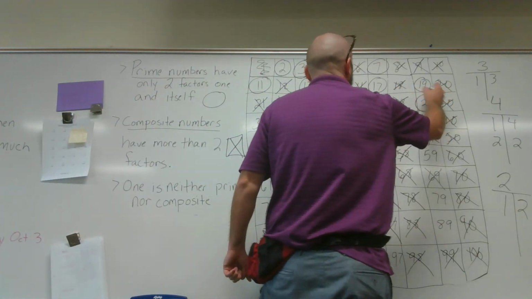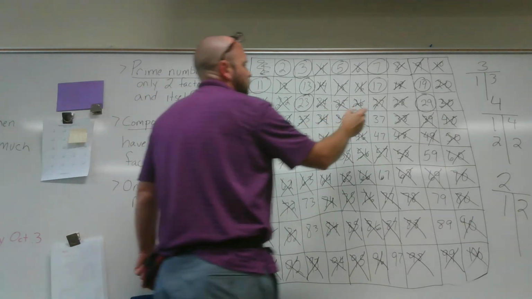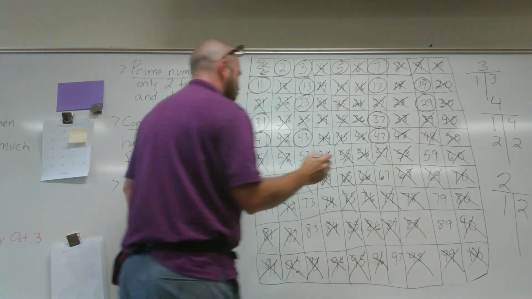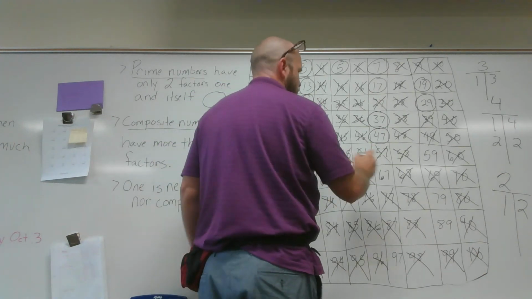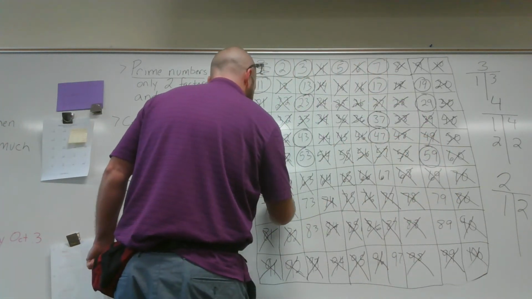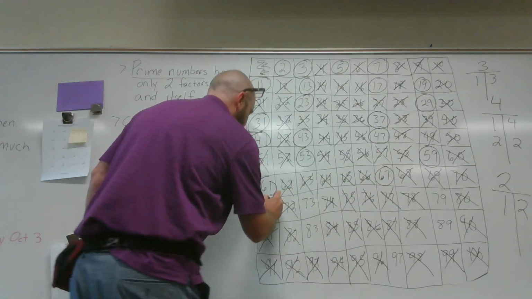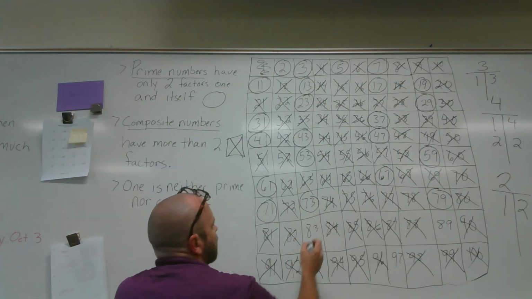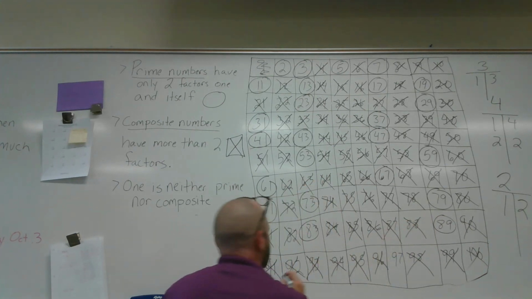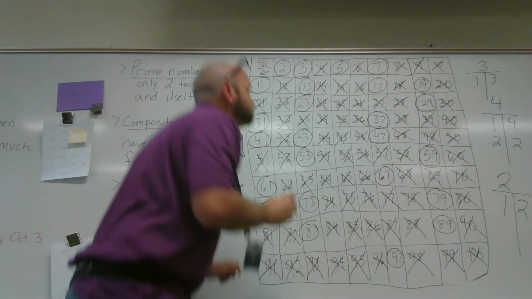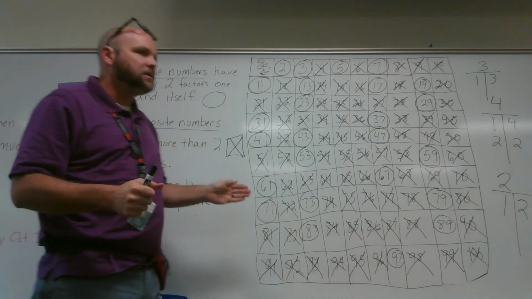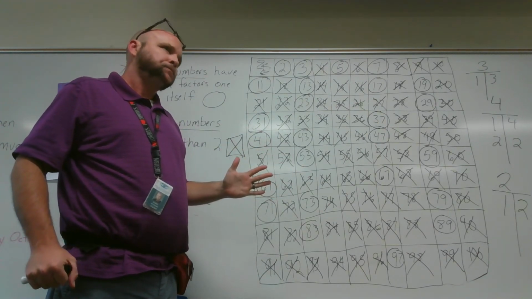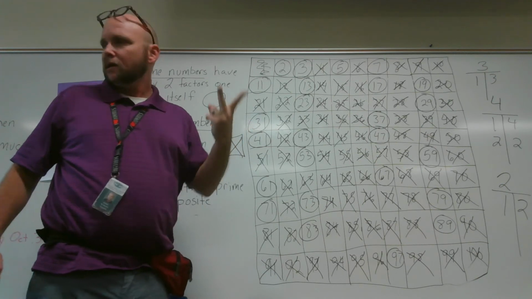29 is prime. 31 is prime. 37 is prime. 41 is prime. 43 is prime. 47 is prime. 53 is prime. 59 is prime, 61, 67, 71, 73, 79, 83, 89, 97. So all these circled numbers are the prime numbers, which means, for example, 53. The only two factors 53 has are 1 times 53.